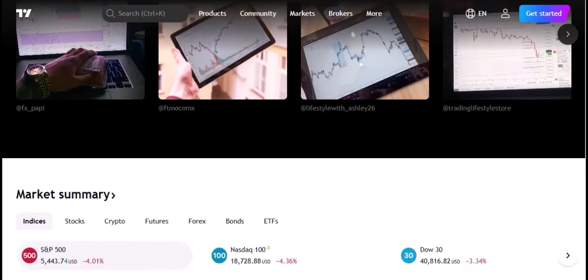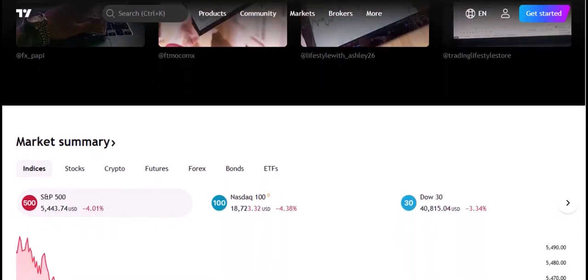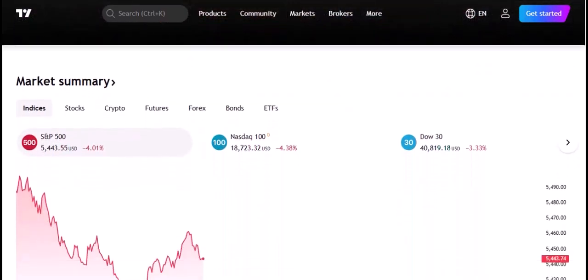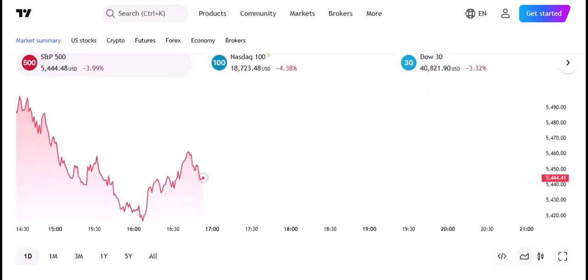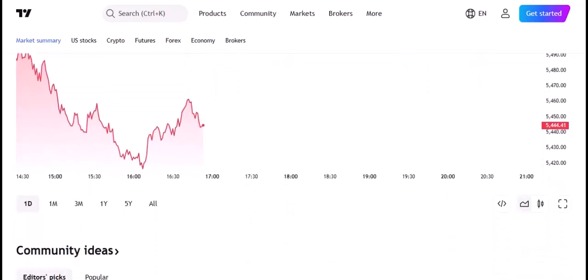Then there's Plus. This is where things start to get interesting. With Plus, you're getting more advanced features, things like multiple chart layouts, more alerts, and enhanced watchlist capabilities. It's for the trader who needs a bit more firepower, who wants to analyze multiple markets simultaneously.